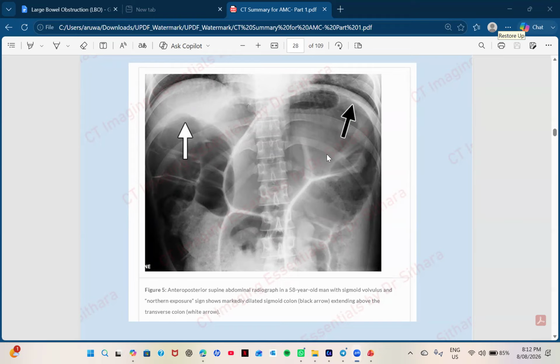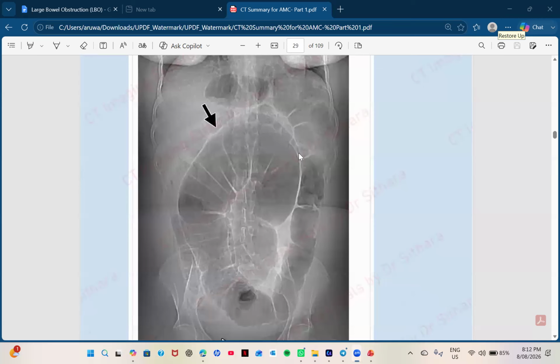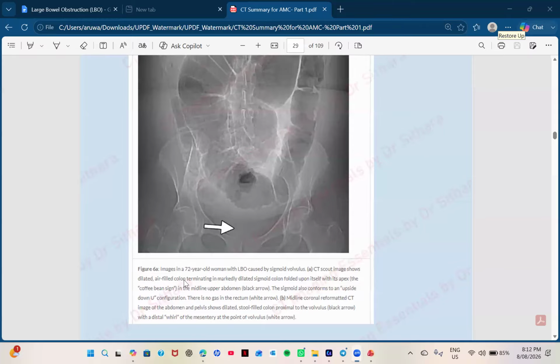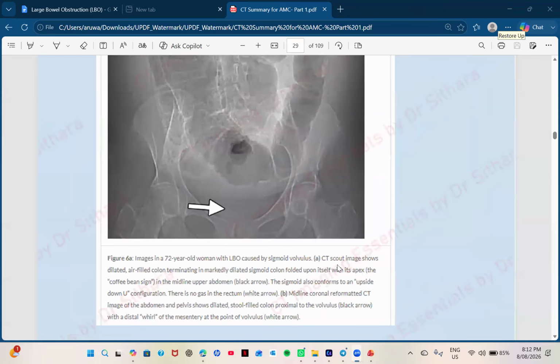Okay, here. Sometimes I have attached the X-ray findings because they are the most important points. I'm not going to explain all of them, but here I want to explain this one. Imagine a 72-year-old woman with large bowel obstruction caused by sigmoid volvulus. A CT scout image shows a dilated air-filled colon, a markedly dilated sigmoid colon folded upon itself with its apex, the coffee bean sign, in the midline upper abdomen.